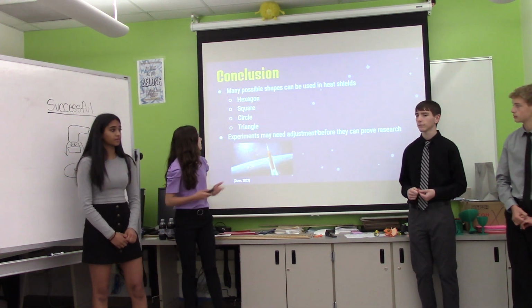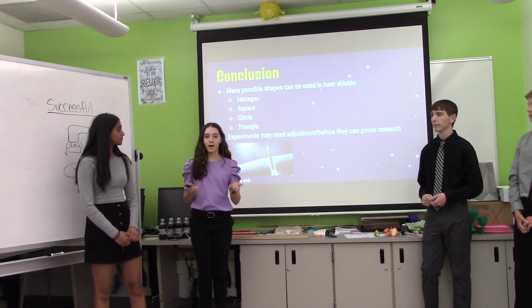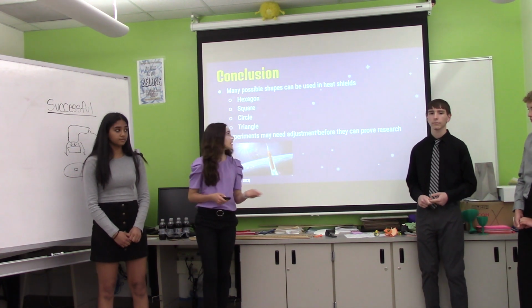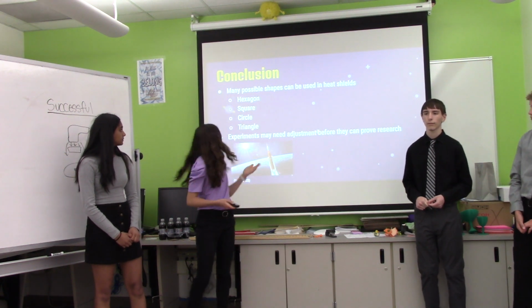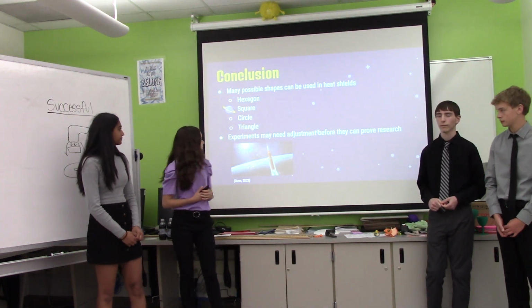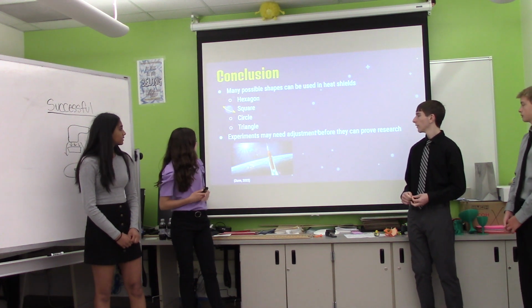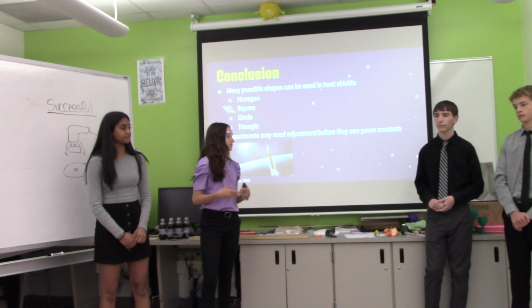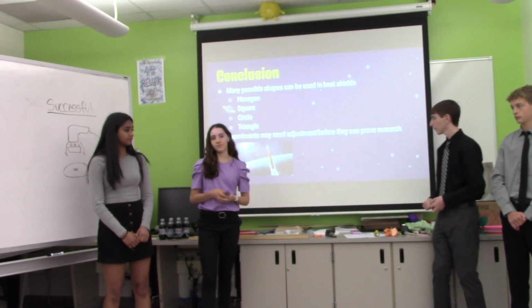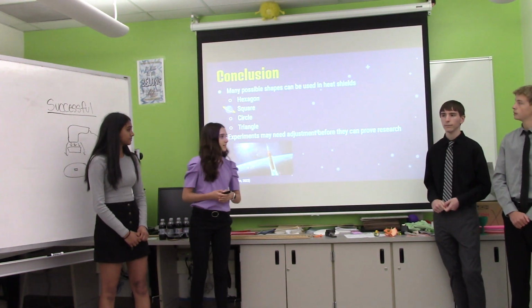So to conclude, we found out through our experiment that there are many possible shapes that can be used as heat shields, such as the hexagon, square, circle, and triangle, but we did find that the square works the best. We also found that the experiment may need adjustment before we can conclude that it works correctly, which is how we found with our successful and unsuccessful experiments.